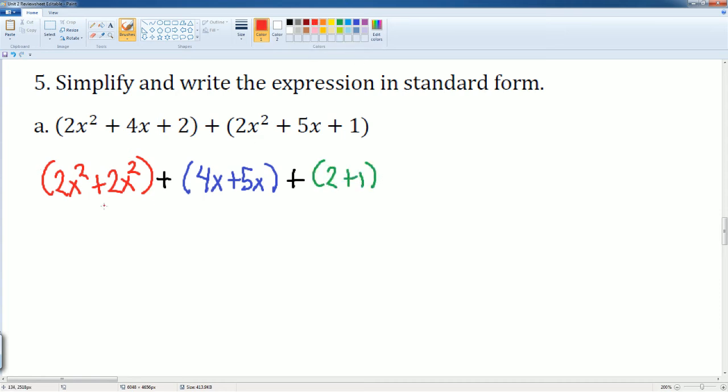So 2x squared plus 2x squared gets you 4x squared. Then 4x plus 5x gets you 9x. 2 plus 1 gets you the value of 3. And they all have addition right here. So your final answer would be 4x squared plus 9x plus 3. Perfect. Good job.